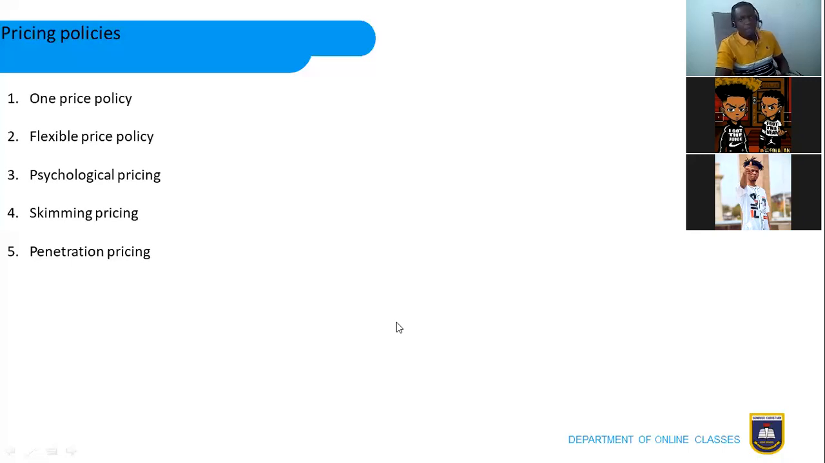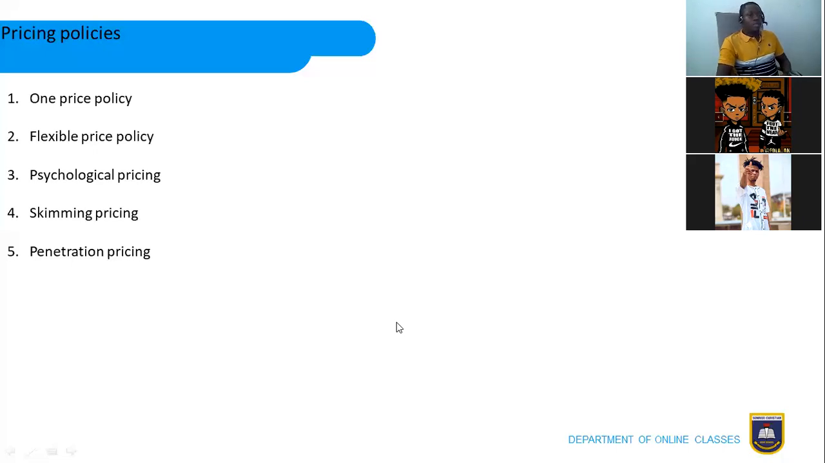Skimming pricing. I said that this strategy is usually used for products that are new in the system, are so unique and of good quality. All right.